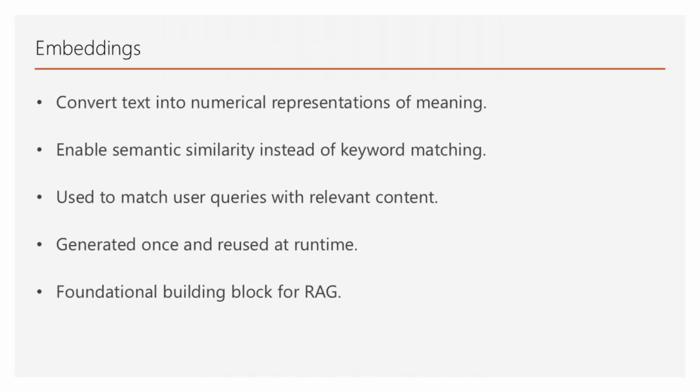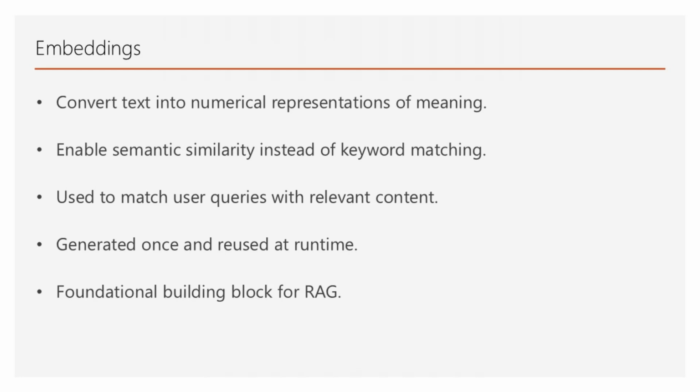Embeddings are how we translate language into something machines can compare. They convert text into numbers that represent meaning so that similar concepts end up close to each other in vector space. This allows the system to perform semantic search instead of relying on keywords. When a user asks a question, we embed the question and look for nearby vectors that represent relevant content. An important detail is that embeddings are usually generated ahead of time and reused at runtime. They are part of the data preparation pipeline, not something the model creates on the fly.